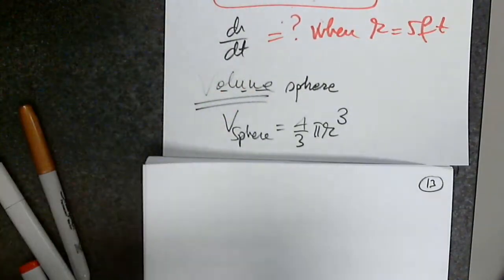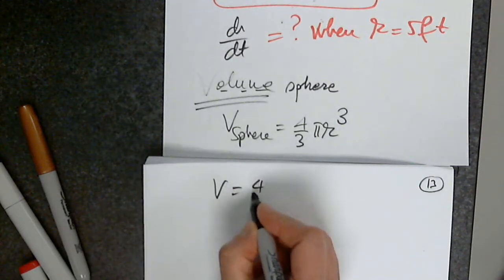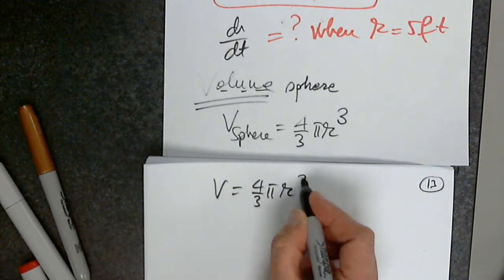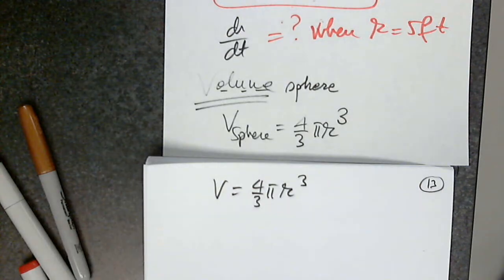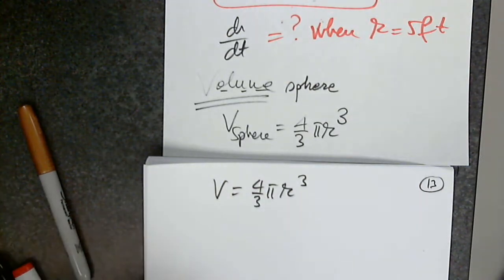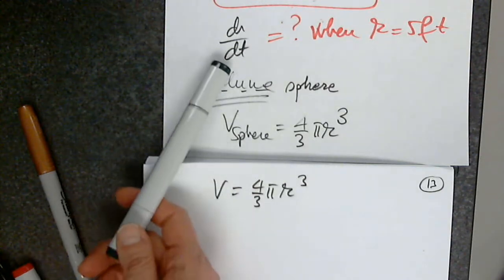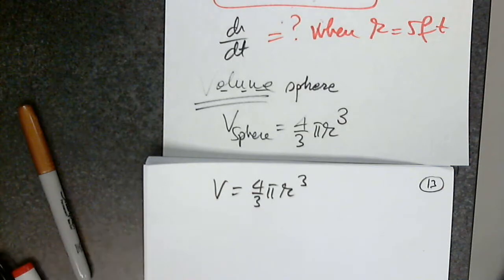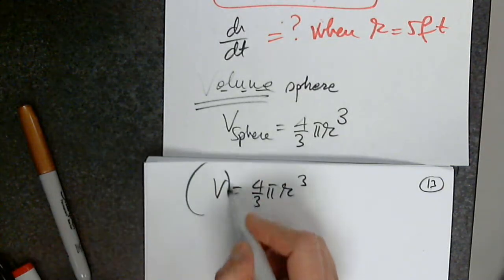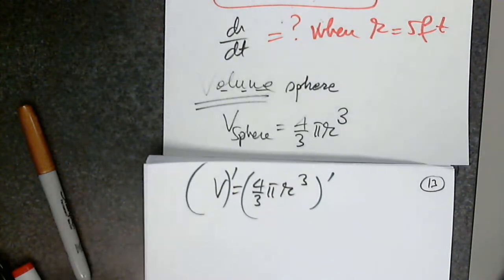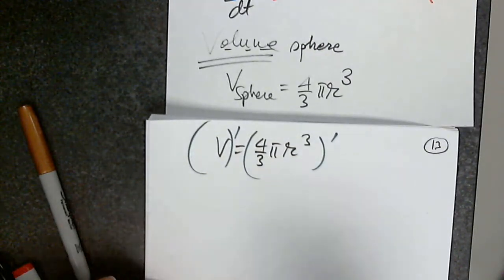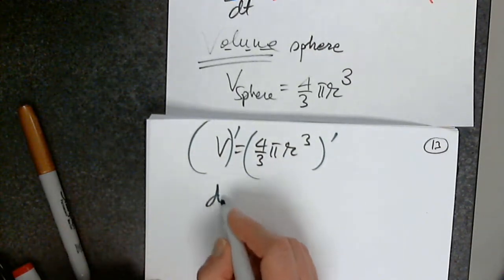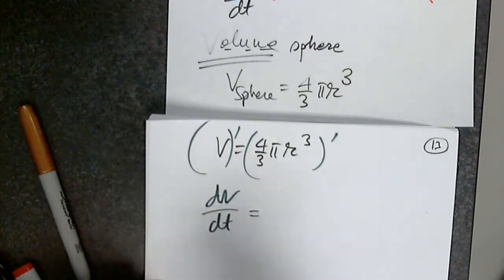So I have this equation. V equals 4/3 pi R cubed. What should I do to it? I'm asked to find the dr/dt. So what should I do to it? Good. I'm ready. The left-hand side. Very good. dr/dt. The right-hand side.